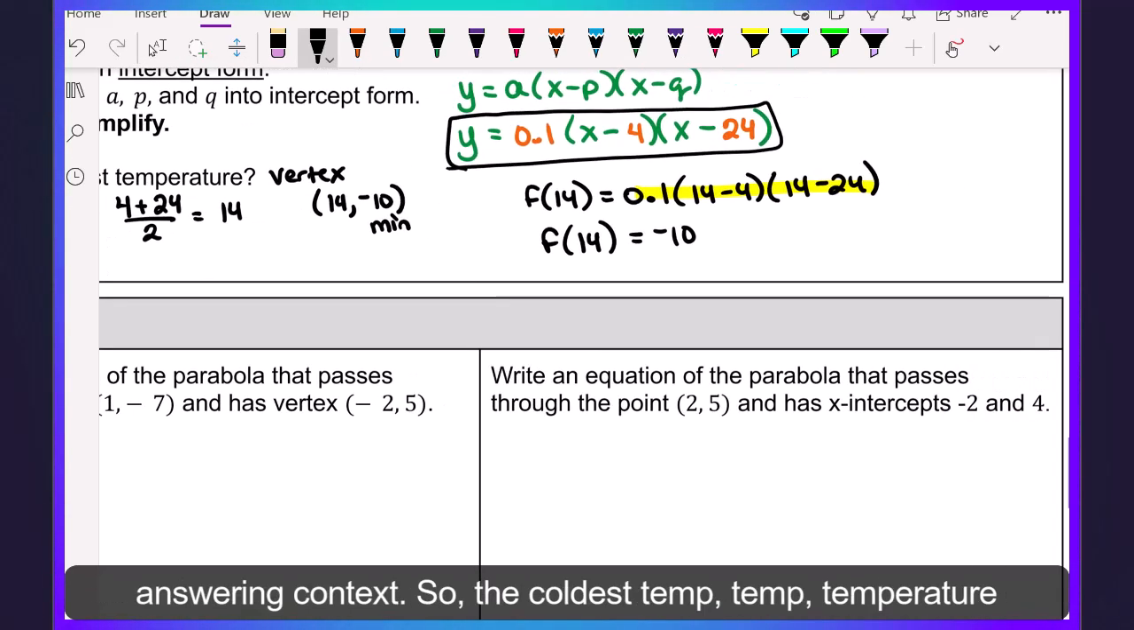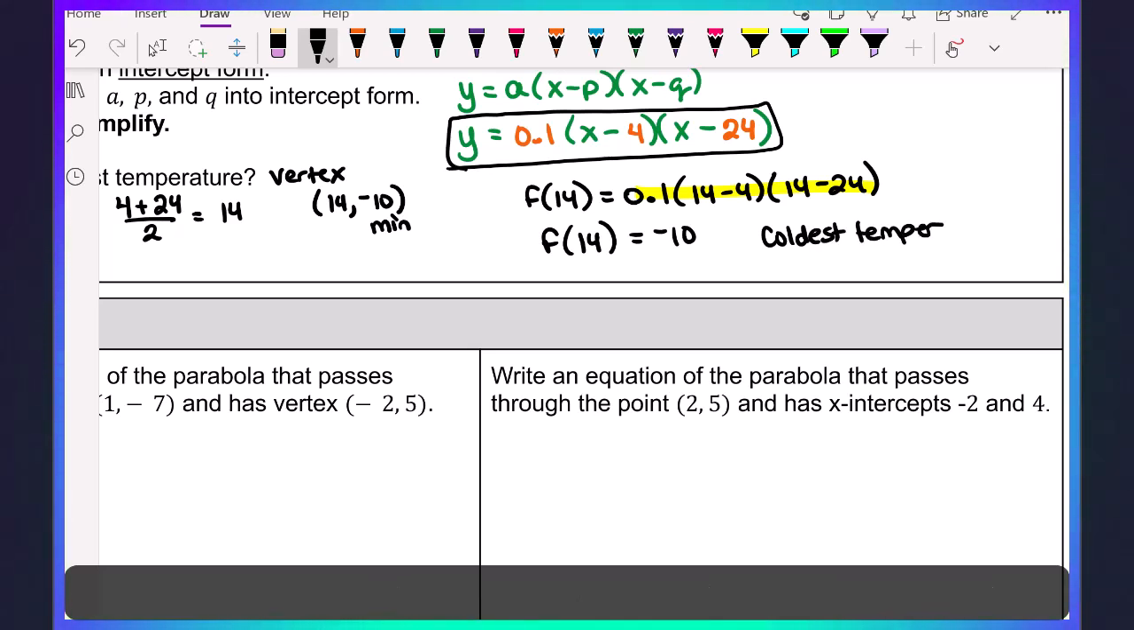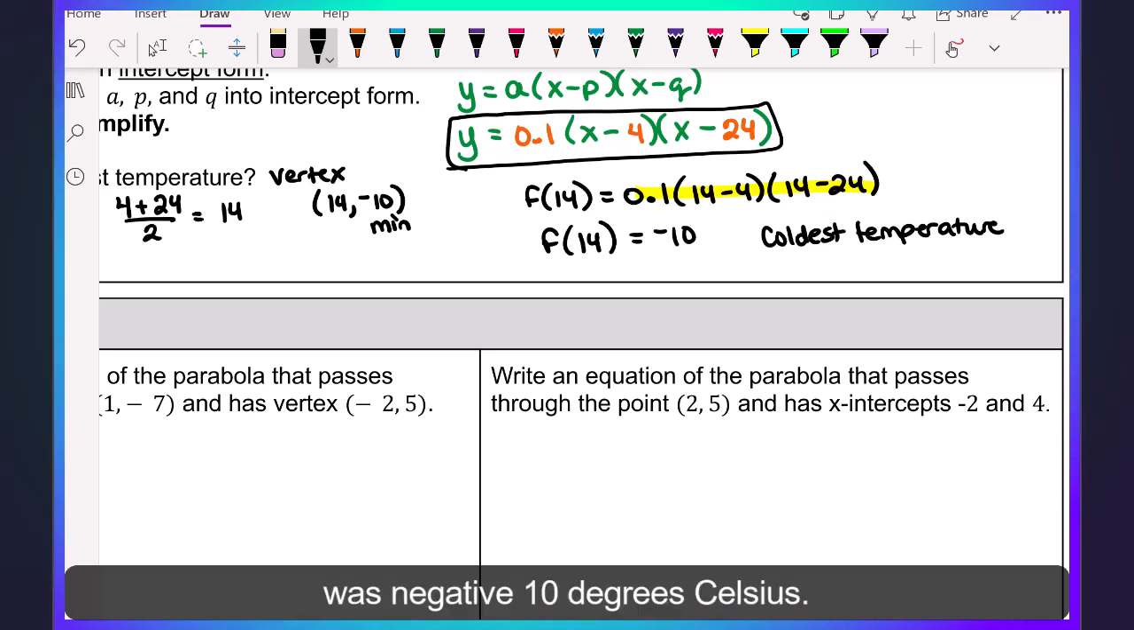And let's write our answer in context. So the coldest temperature was -10 degrees Celsius.